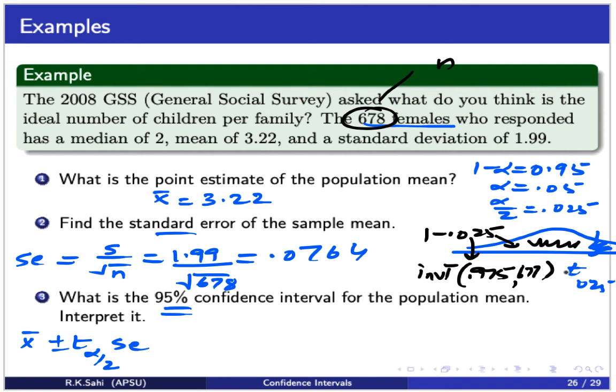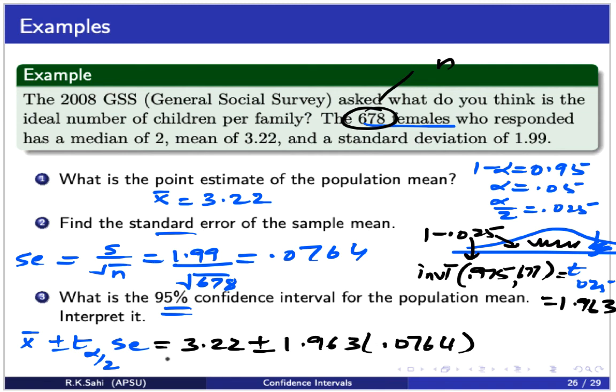And then plug in the values. What do we get of this value to be? We are getting it to be 1.963. So plugging in the values, 3.22 plus minus T alpha by 2, which is 1.963 times 0.0764. We get this to be 3.22 plus minus 0.149.